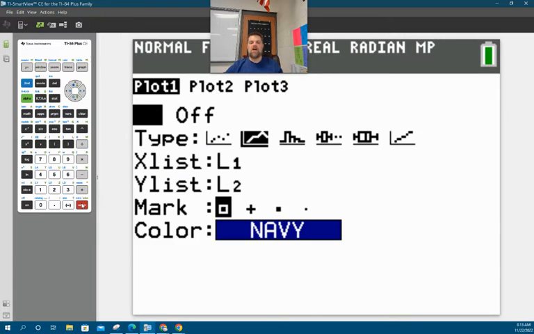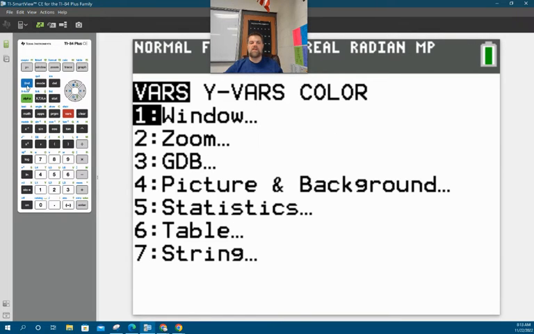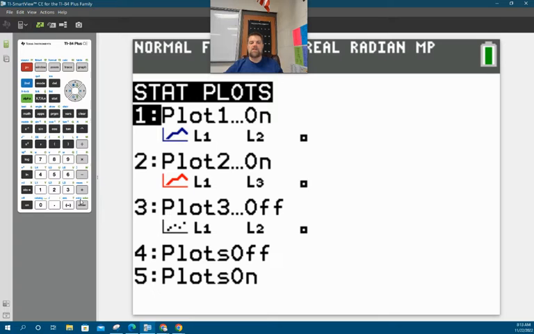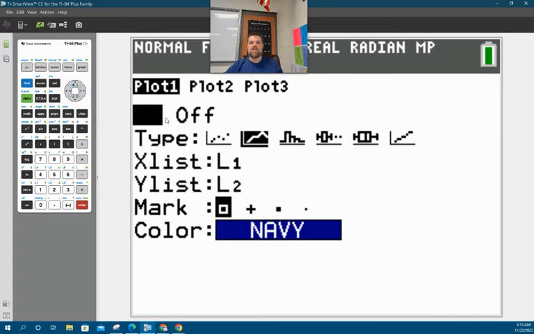I'm going to select plot 1. I'm going to turn it on. So I've got to make sure that the on is flashing. Then I'm going to come down here. I could graph the dots or I could connect the dots. The second option lets me connect the dots. For my x values, I'm going to use L1. Remember, that was that first column. And then for my y values, I'm going to use the second column, which was L2. All right? Then I'm going to come all the way up to the top.